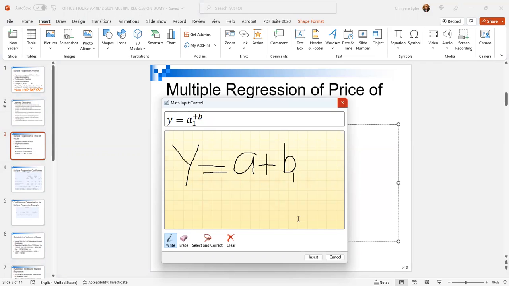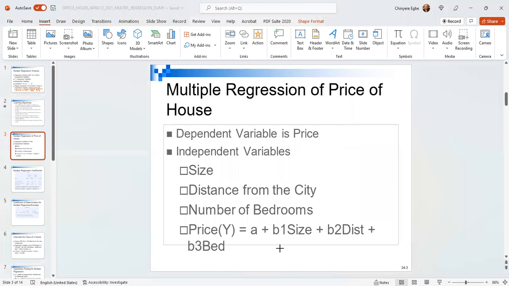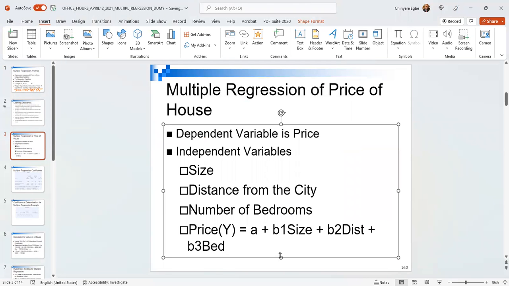Let's play with that. Size plus b2 times distance plus b3 times the number of bedrooms. Okay, so that is essentially what we have. And so b1 says if the size of the bedroom increases by 1 square foot, how much would the price of the house change?